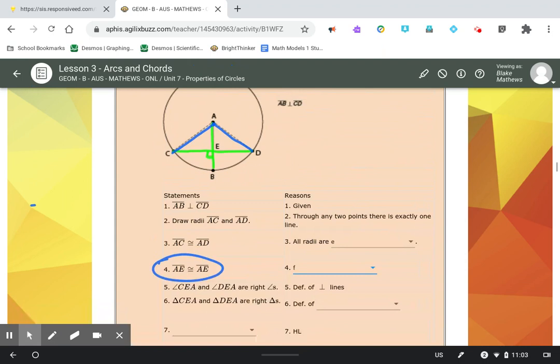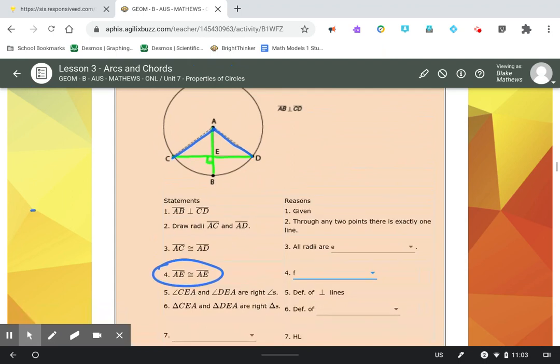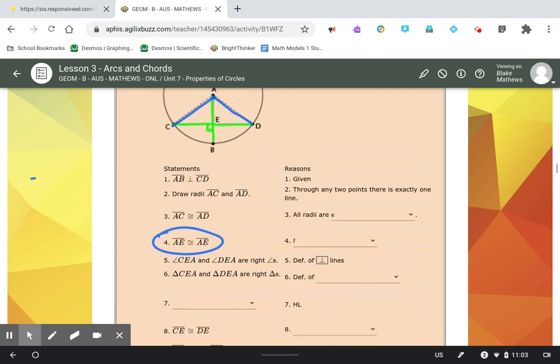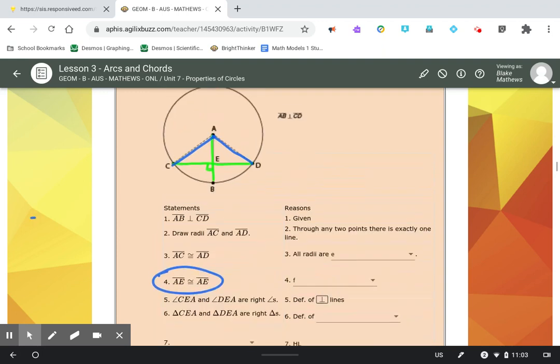Then it says CEA and DEA are right angles. We knew that because those two lines are perpendicular. That's the definition of perpendicular lines. CEA and DEA are right triangles. Okay, well, they are right triangles because they have a right angle. So we're saying this is a right angle, this is a right angle.